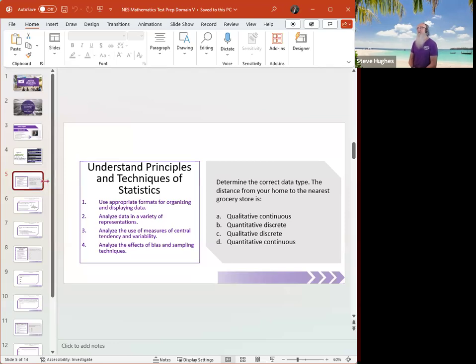Now, is it continuous or discrete? So we ask ourselves the second question. Can I count it or measure it? Do I count distance or do I measure distance? Exactly, we measure distance. So that means it is continuous. If I can count it, it's discrete. If I can measure it, it's continuous. So the answer is D, quantitative and continuous.